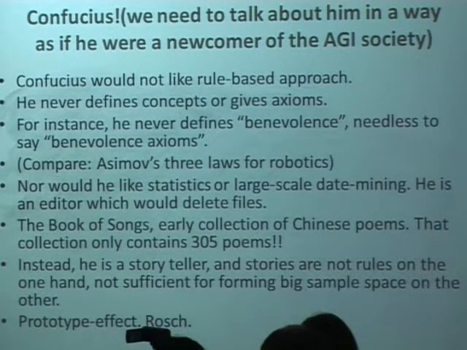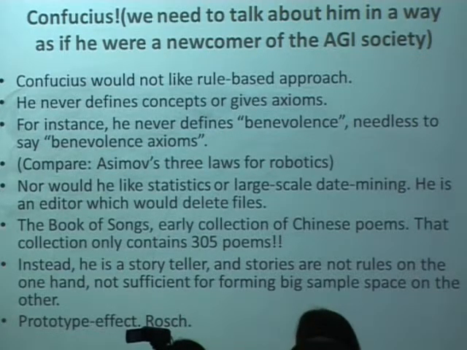Nor would he like statistics or large-scale data mining. I misspelled the word. He is an editor who would delete files. So if you are a data mining expert, you would prefer a large database. You will not delete files. You will try to collect as much data as possible. But what was 孔子, or Confucius, fond of? He was fond of deleting files.